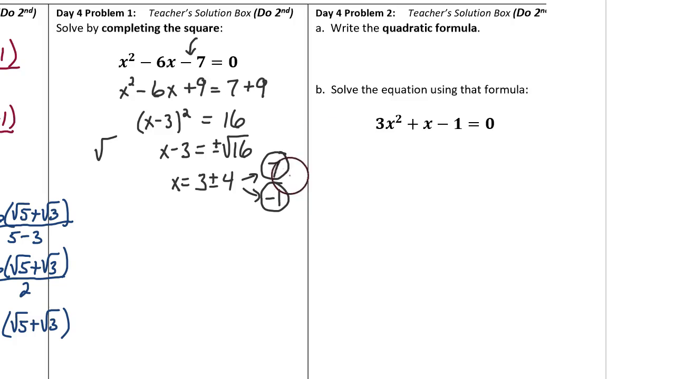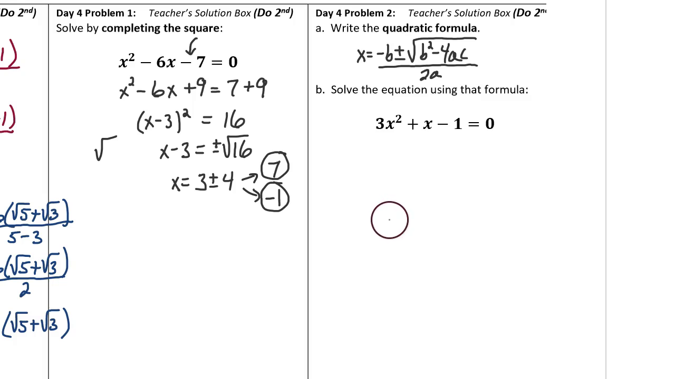Now, day 4, problem 2. Write out the quadratic formula, ideally from memory, but if you had to look it up, you had to look it up. It's x equals -b plus or minus the square root of b squared minus 4ac, all divided by 2a.